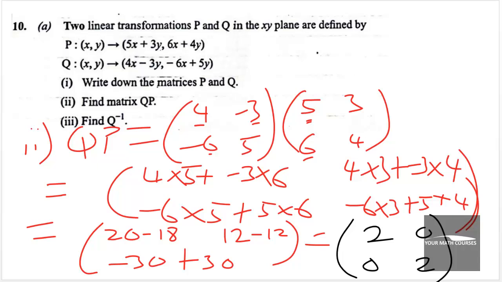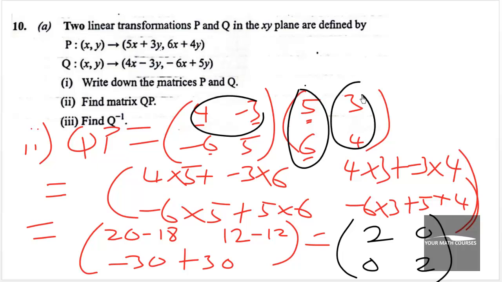Remember that what we did was multiply this row by this column, and after that, multiply this row by this column. So that is what we did.